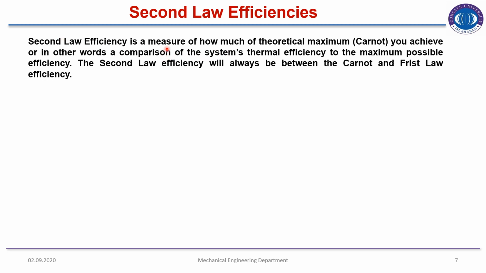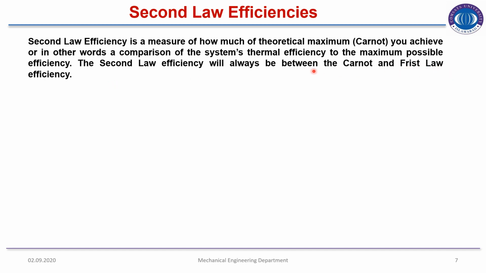So second law efficiency is a measure of how the efficiency of the heat engine under discussion compares with the efficiency of the Carnot heat engine. The second law efficiency will always be between the Carnot and first law efficiency.